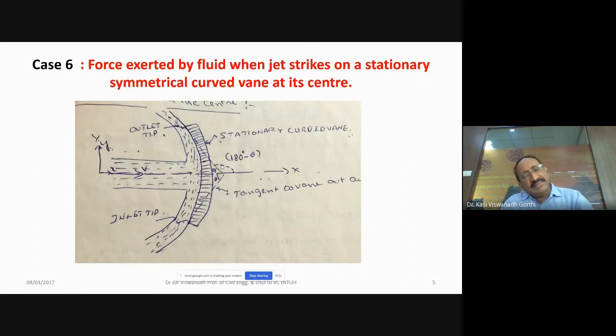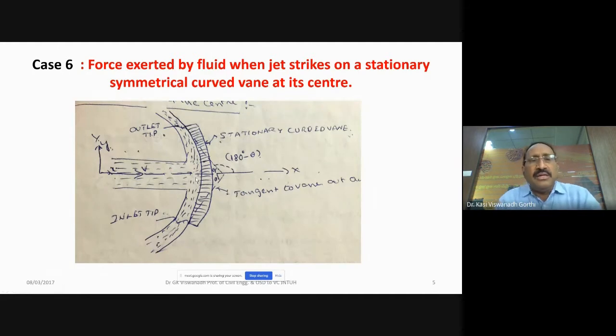If it is an unsymmetrical curved vane, it is presumed that the liquid jet may be striking at one of the tips of the vane. It could be possible even for the asymmetrical curved vane also, it may strike in a particular direction, say x direction. Then you will be able to find what would be the thrust.